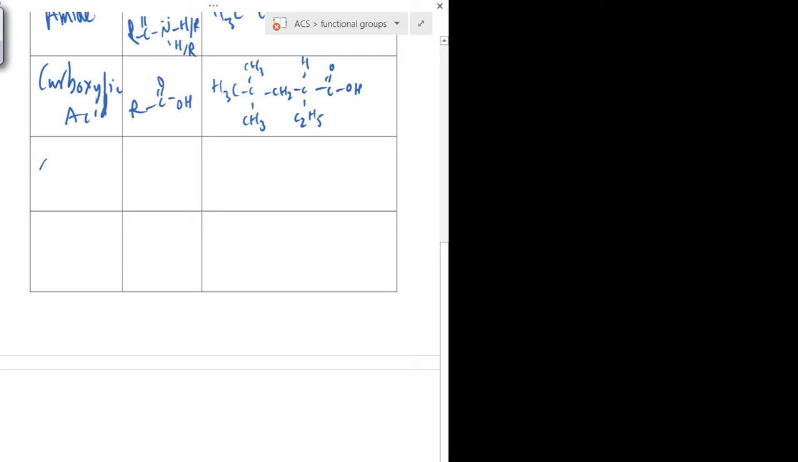The next group is an ester group, which is not to be confused with an ether group because they kind of sound similar. They are very different molecules. So it's going to be an R group single bonded to a carbon. That carbon is double bonded to an oxygen, and that carbon is single bonded to an oxygen, and that oxygen is also connected to another R group. And an example will be 2-methyl-2-methylpropanoate.